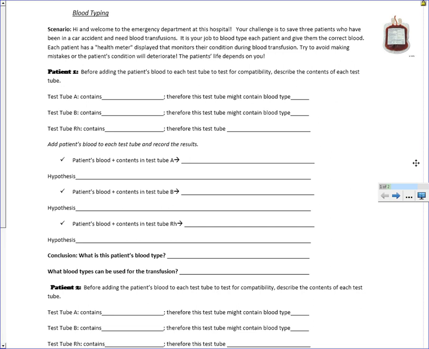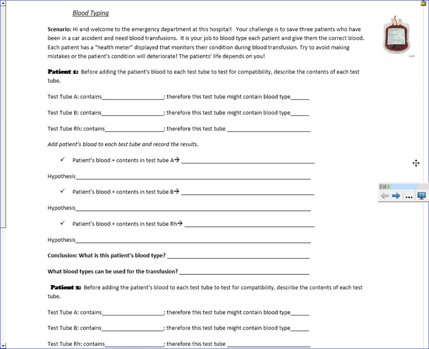A form in front of you that looks like this, called blood typing. Prior to this lesson, we learned about blood types. We learned about blood type compatibility. We learned about how it is our blood that helps defend us against invaders when things get inside of us. Am I correct? All right.